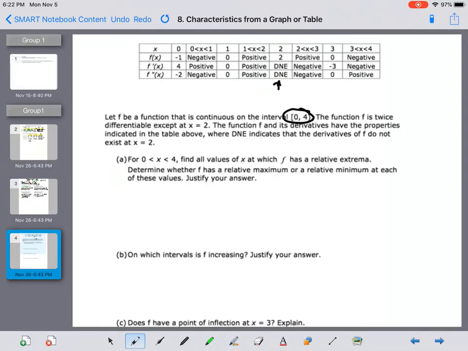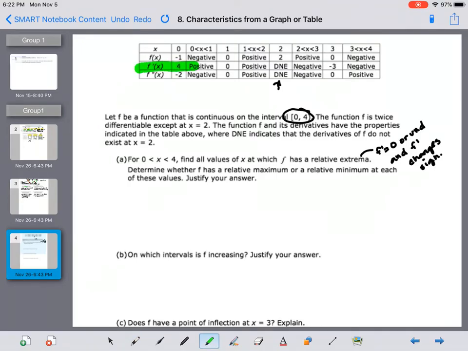So the first thing I'm going to do is look at A. It says if x is in between 0 and 4, find all the values for x where f has relative extrema. Remember, I'm looking for two things when I'm looking for a relative extrema. I'm looking where my derivative equals 0 or undefined, and where our derivative changes sign. Okay, once I know that there's a sign change, then I'll determine whether we have a maximum or a minimum. So determine whether f has a relative maximum or relative minimum at each of these values. Justify your answer. Okay, so the first thing I want to look at, where my derivative is equal to 0.